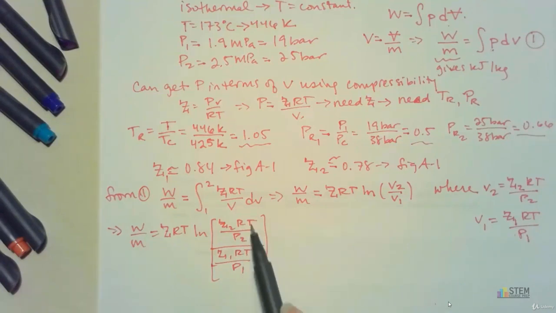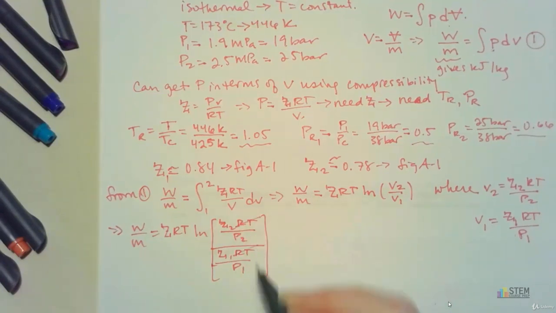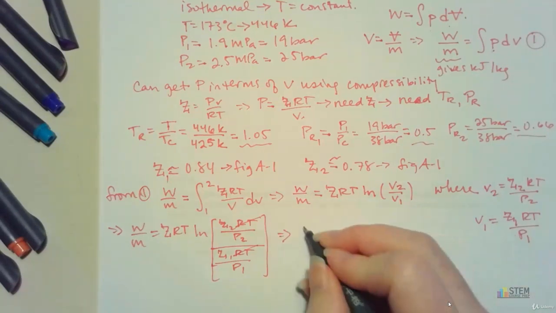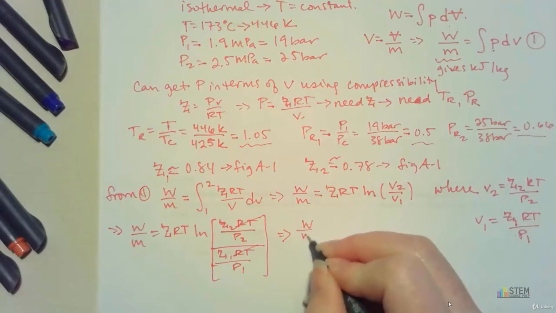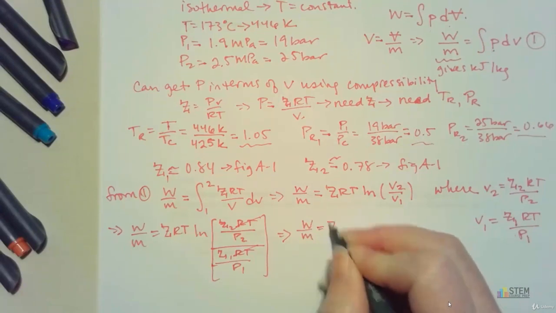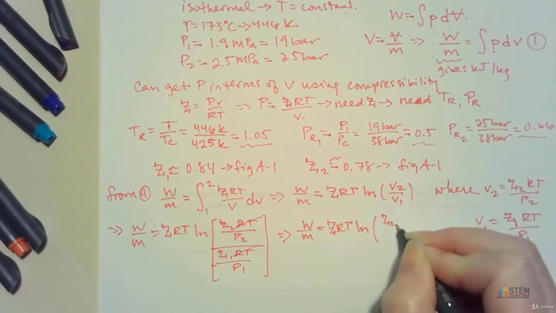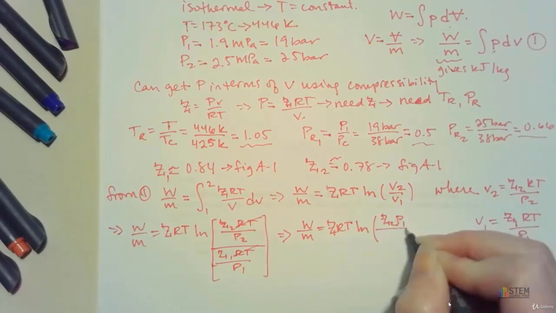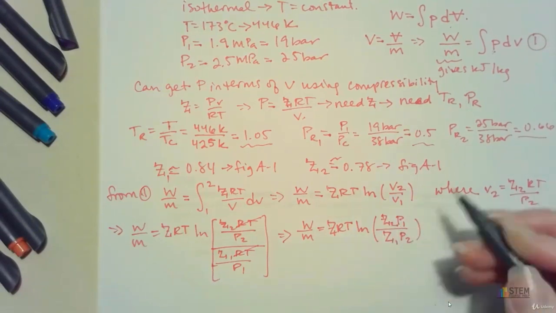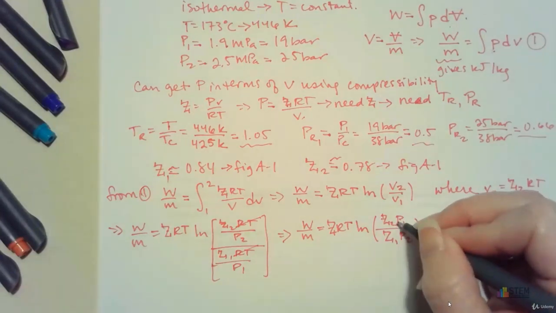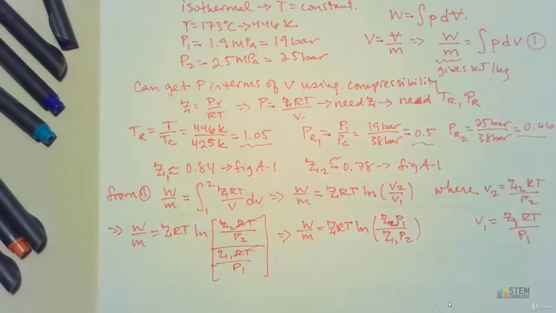Now R and T, those are going to cancel on both of these, so let's get rid of those. Now let's simplify that. So W over M is going to equal ZRT times the natural log of Z2 times P1 over Z1 P2. Okay, this is a 2 up here. It's hard to see it, but that's a 2.